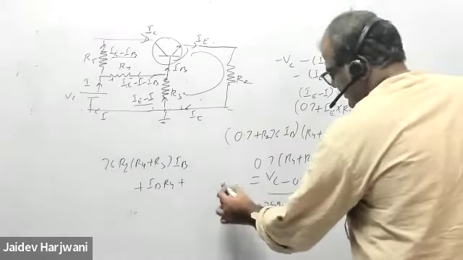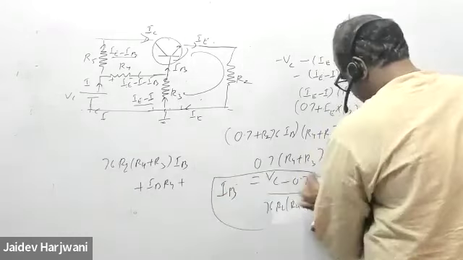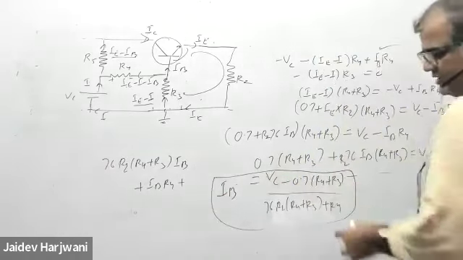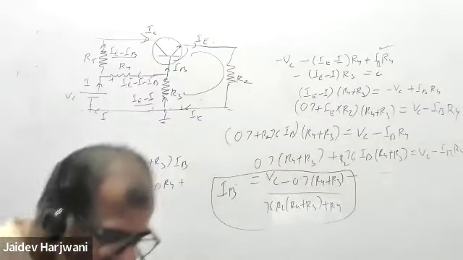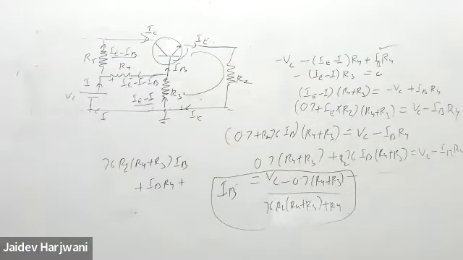This is your IB. Okay, I actually don't know what the answer is. Just solve this one. Tell me what answer is coming. If his calculation is correct, please check it and tell me what the answer is. What is the value of VC? 15 volt.